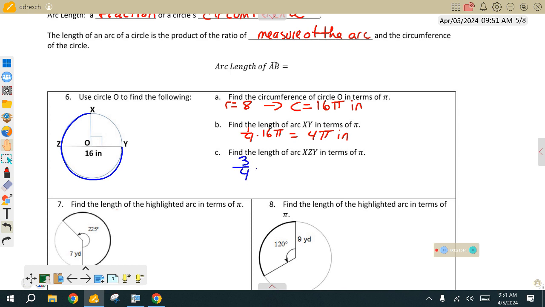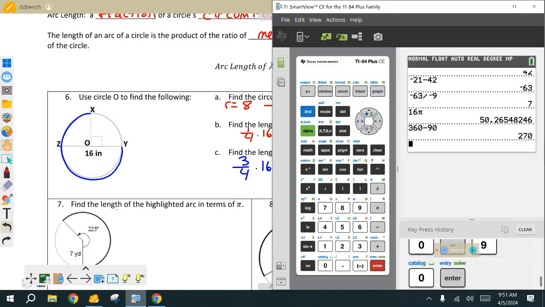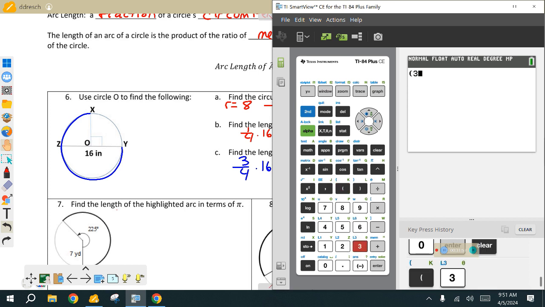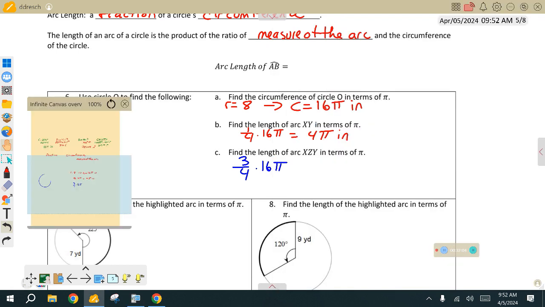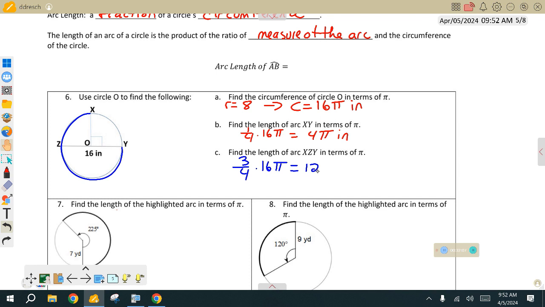3/4 times the full circle. Full circle was still 16 pi. And what is 3/4 of 16? 3/4 of 16 should be 12. And if you're not 100% sure because it's fractions, we have ourselves a calculator, don't we? 3/4 of 16 still checks out to be 12. And that makes sense because Jillian did 4 pi, Nevaeh did 12 pi. What's 4 plus 12? Makes a full, doesn't it?